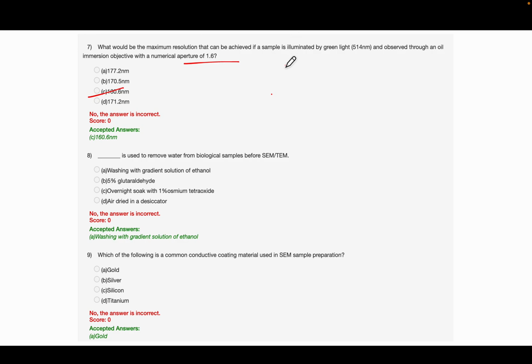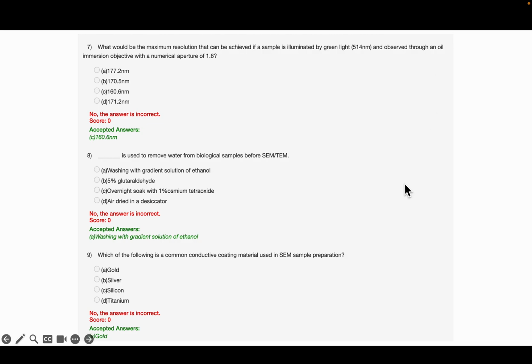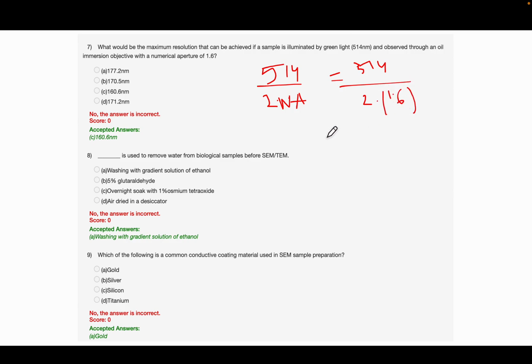Let me write it down. The answer will be 514 divided by 2 times numerical aperture, which equals 514 divided by 2 times 1.6, equals 160.